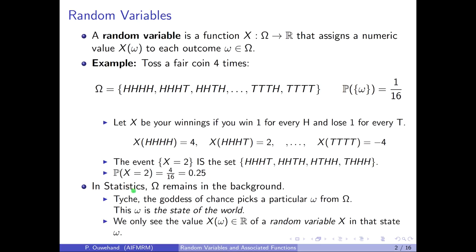In statistics, the sample space omega often remains in the background and we study only random variables. What happens is the following. Tyche, the goddess of chance, picks a particular sample point omega from the sample space. This omega is the state of the world. Initially we do not know what it is, but it becomes apparent as we go along. We only see the value X of omega, which is a real number, of a random variable in that state.